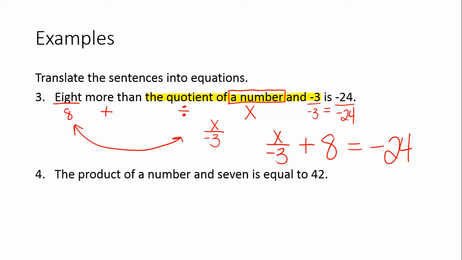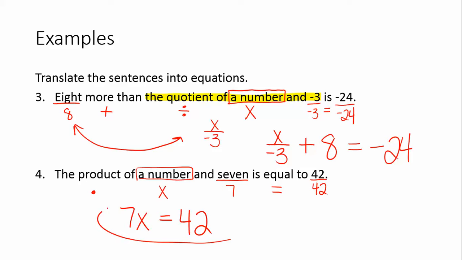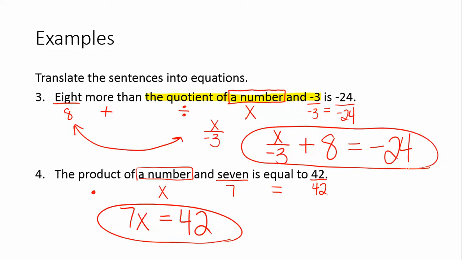Number 4 says the product of a number and 7 is equal to 42. So we have 7 and 42. I see a number, so there's x. Product means multiplication. Is equal to, or is, there's your equal sign. So we're multiplying x and 7. And think about how we normally see that. We don't usually write x times 7. We usually say 7x equals 42. And let me go through and circle these equations here so it makes sense where they are.